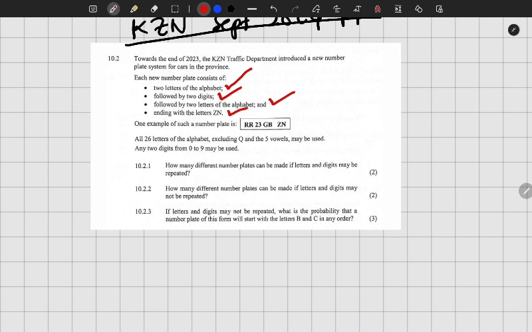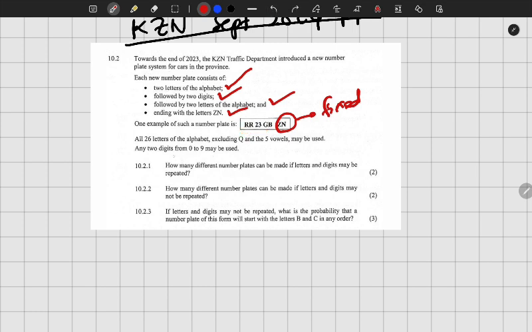Okay, so this ZN is fixed, so they are showing us an example here. So we know that ZN is fixed. So this one would be fixed. So we don't need to worry about it, it's always going to be there. But what is changing is this, where we can have different arrangements. It's for these first 6 characters.